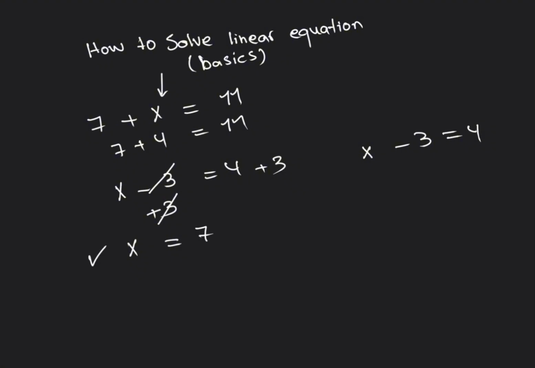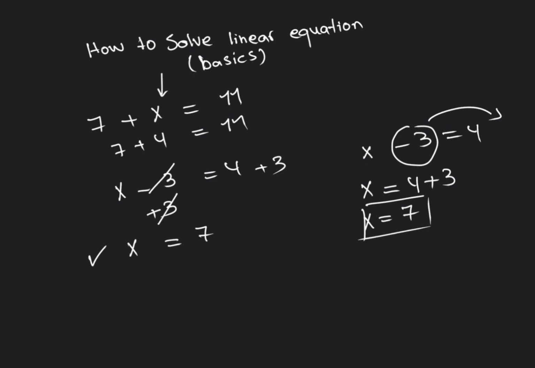And it's correct. The other method is easier than the previous one. What you need to do is make x alone, or your variable alone. Here the x, we call it a variable. x, y, r, f, we call them all variables. So we take minus 3 to the other side, so the sign will be the opposite. So x will be 4 plus 3 equals 7. So x equals 7, and we have the same answer.